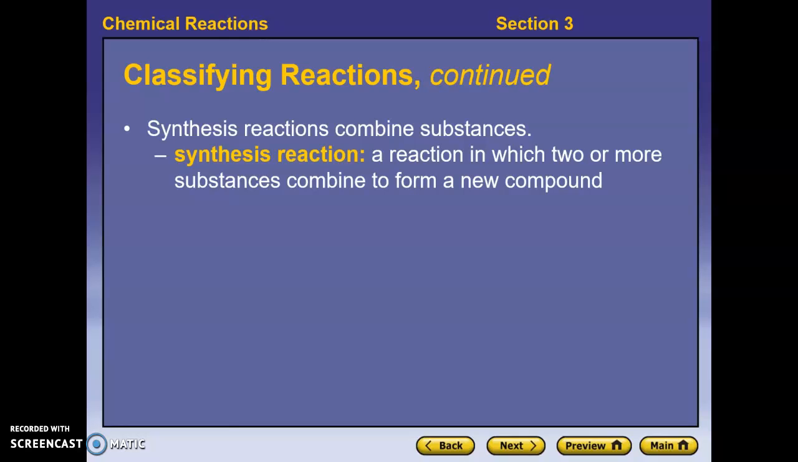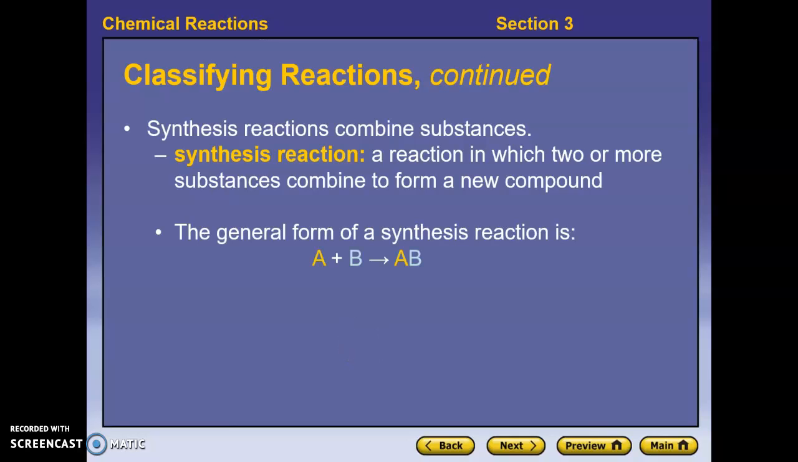You've probably heard synthesis before in biology, photosynthesis. Synthesis reactions combine substances. So we would define it as a reaction in which two or more substances combine to form a new compound. Generally speaking, what we're looking at is multiple reactants and often a single product. Not always, though. In photosynthesis, there's not a single product, but we'll look at how that's still synthesis anyway.